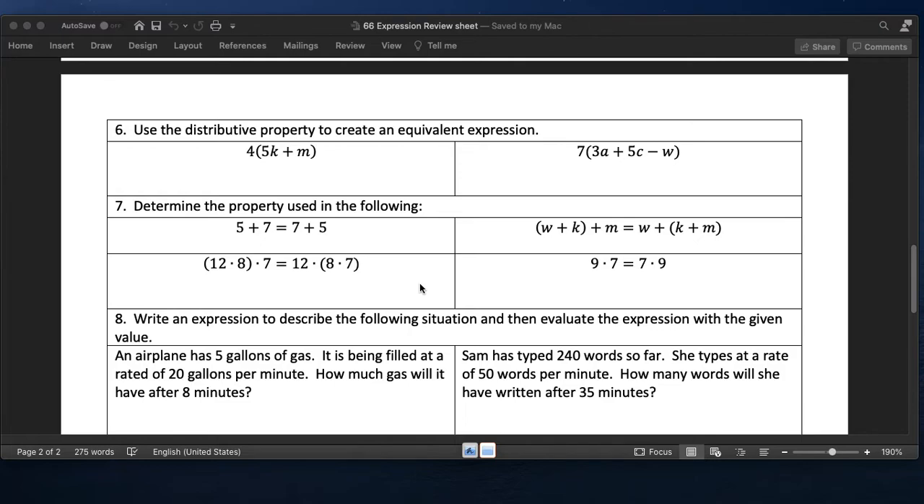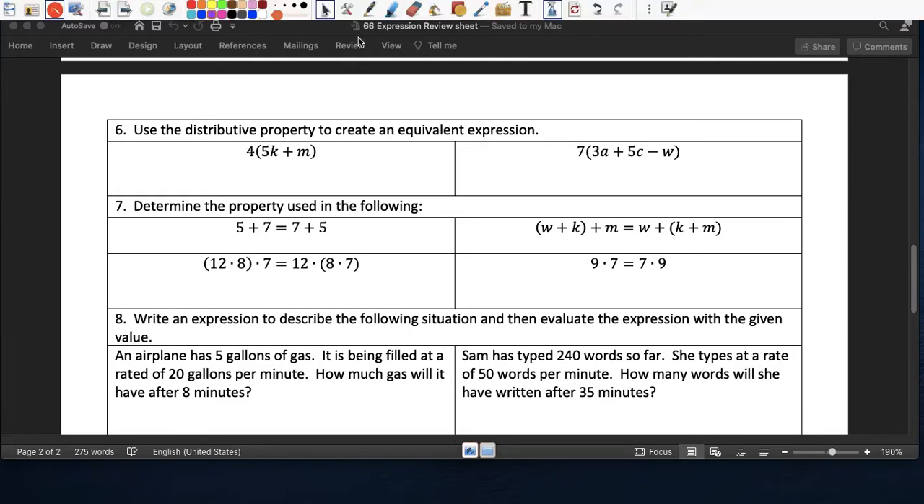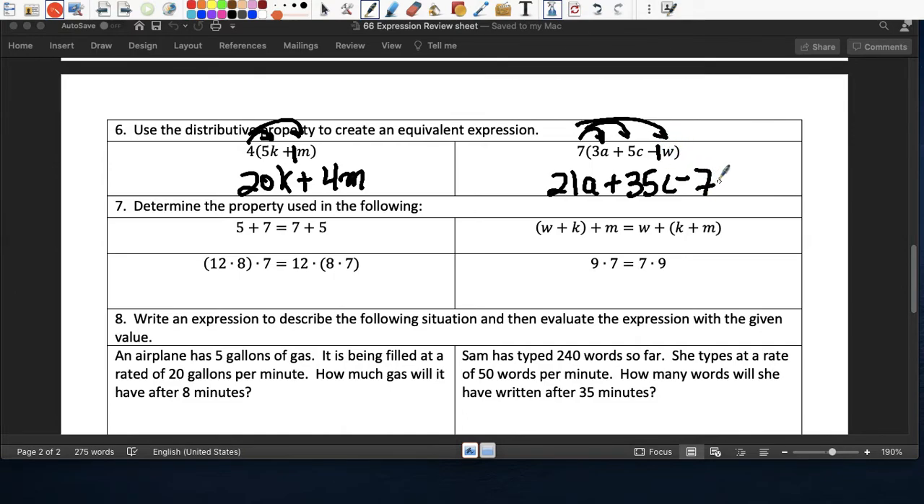So here, use the distributive property to create an equivalent expression. So here, we're going to use this, right? So like the food order, right? So 4 people order 5K plus N. We get 20K plus, don't forget there's a 1 here, 4N. Here, same thing, right? 7 people ordered, so we get 7 times 3, which is apples, I guess, 21 apples. 5 carrots, so they get 35, right? And minus, and don't forget there's a 1 here, and 7 people get that, we're going to get 7W.